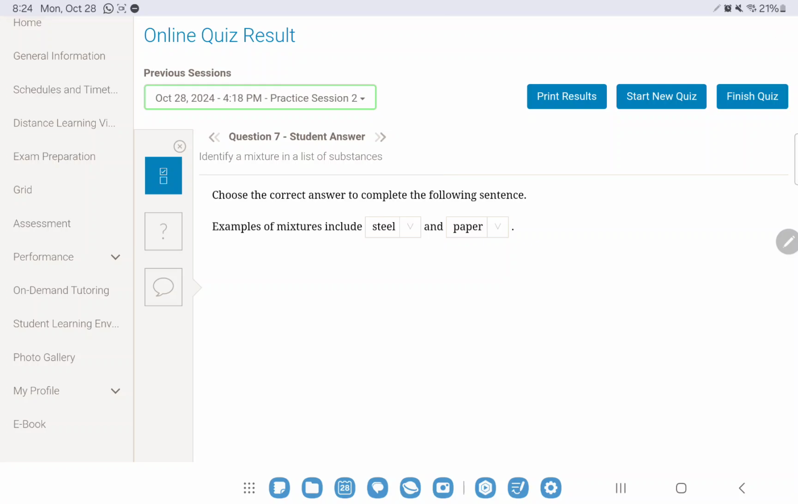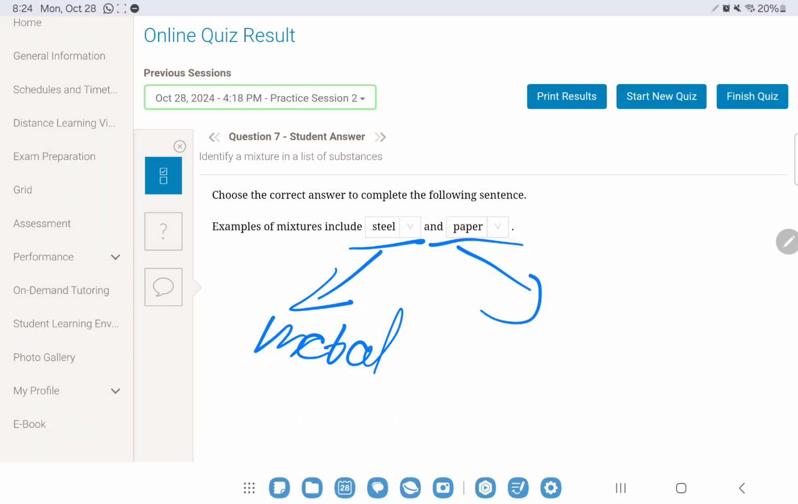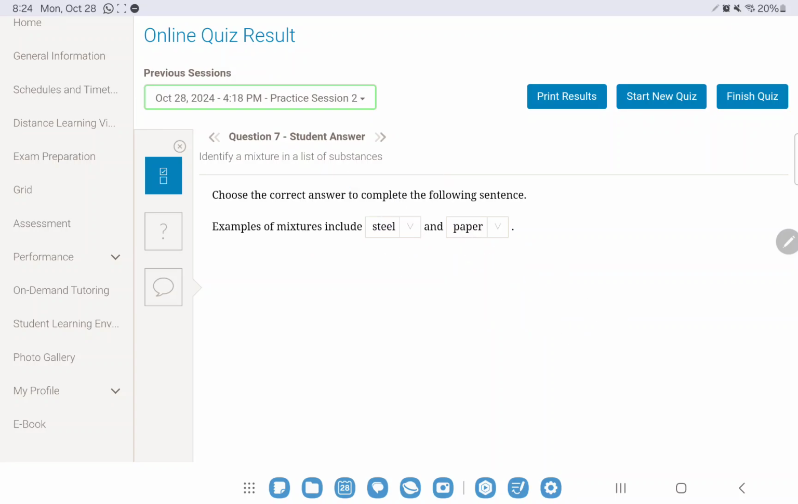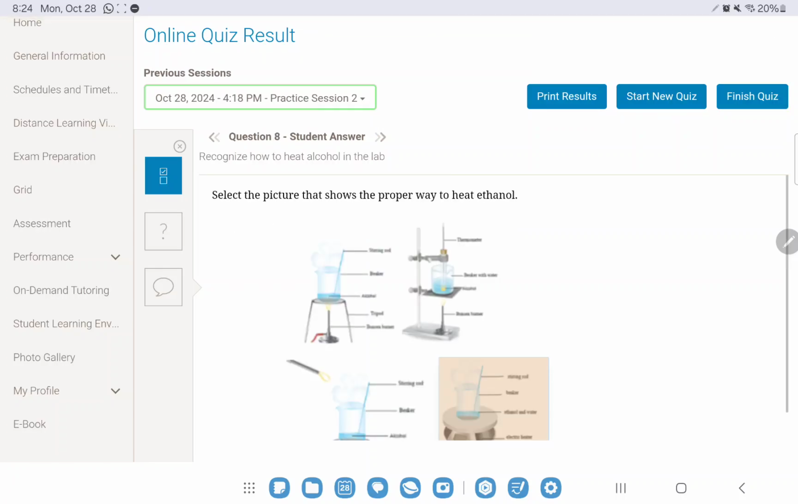Examples of mixtures contain steel and paper, because steel is a metal, and paper is something else. These were the only two options that made sense. They're two solids, and you could distinctly see them when you're looking at them. This question is pretty much just common logic and sense.